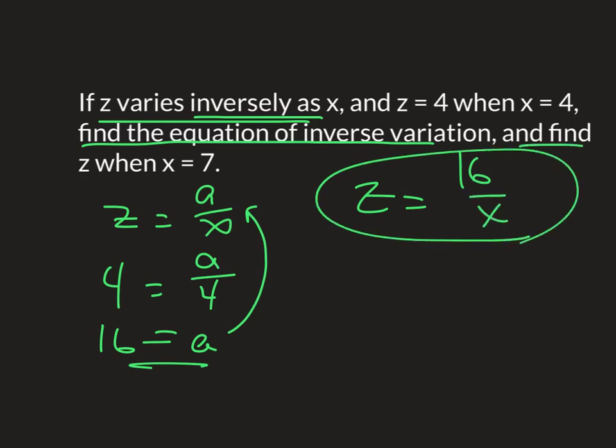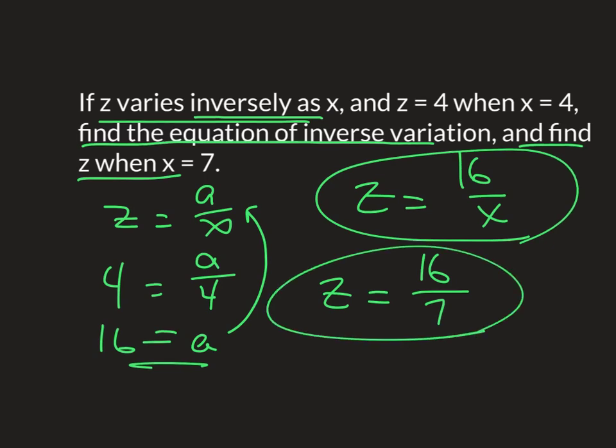But then it says this, find z when x is 7. So z would be 16 over 7. So that's what z is, 16 over 7. And there you go. That's all you can do. You write your equation, find z, you got it. Should be good at that by now.